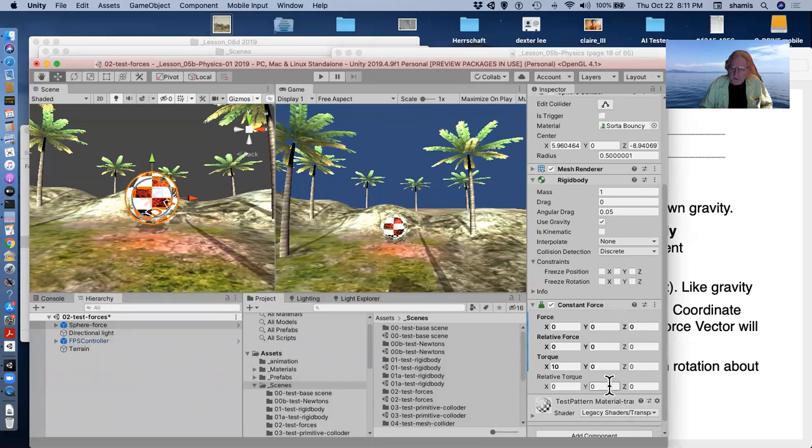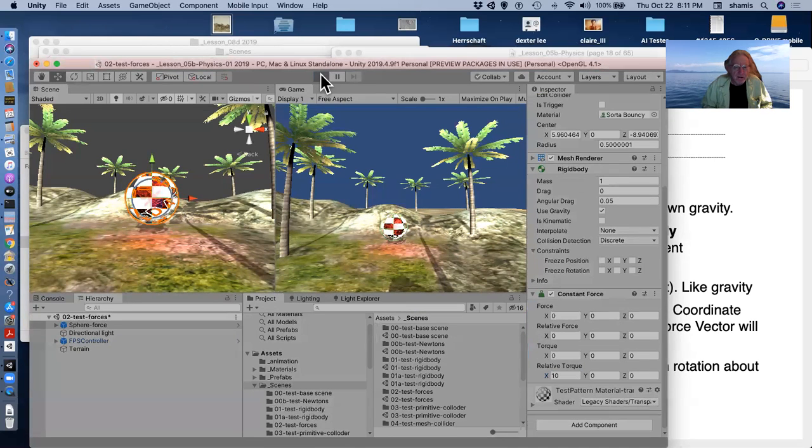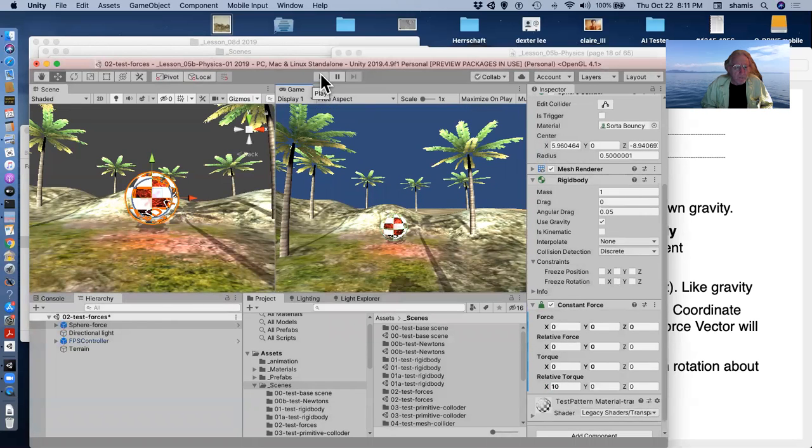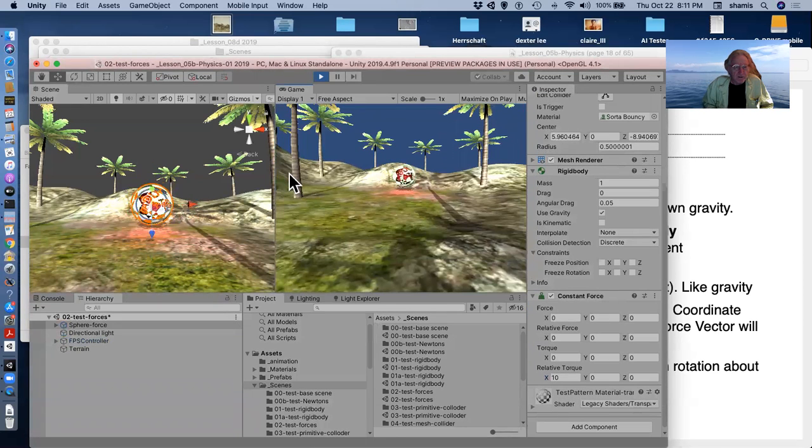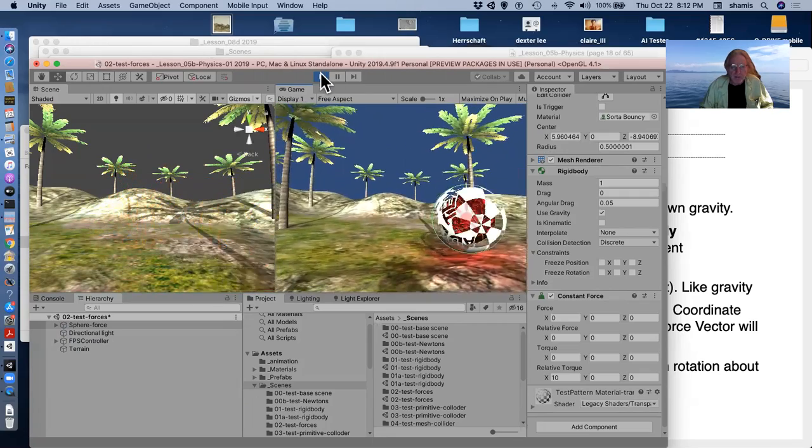Now, similar to what happened when we did relative force, if I do relative torque, again, about the x-axis, and this is now about its local x-axis, which changes periodically. You see completely different behavior.